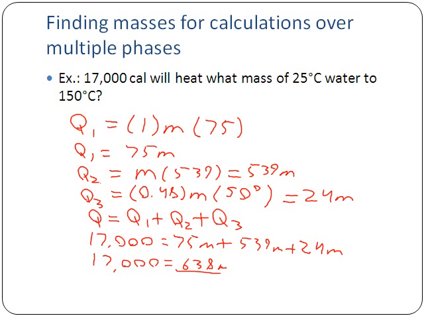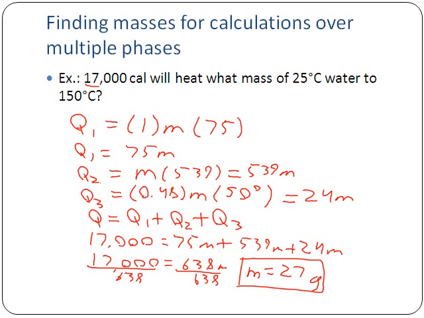Divide both sides by 638. And so we find that our mass here would be 17,000 divided by 638. So we take 17,000 in our calculators and divide it by 638. And so I get 26.64. And so we have 2 figures to start with, so we'd say 27 grams of water that are here.